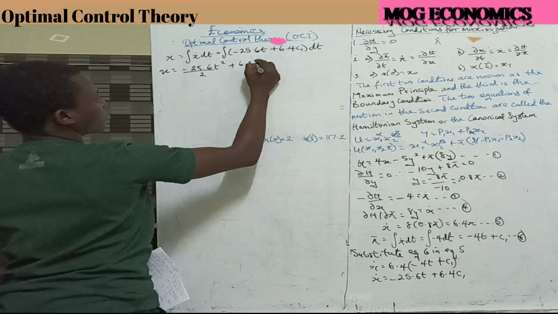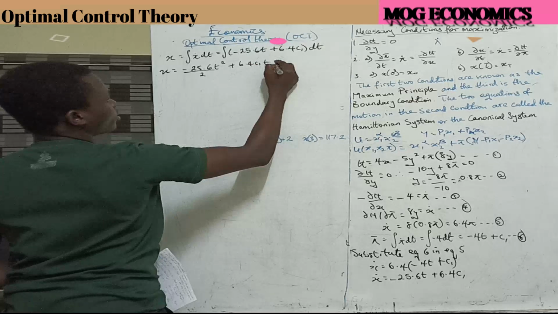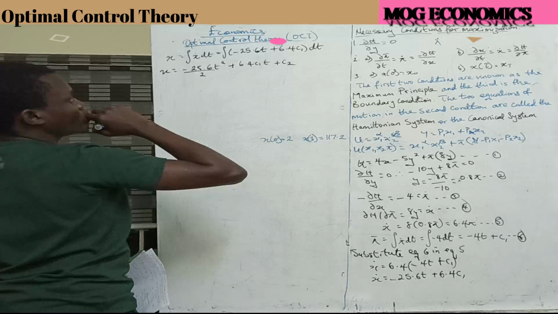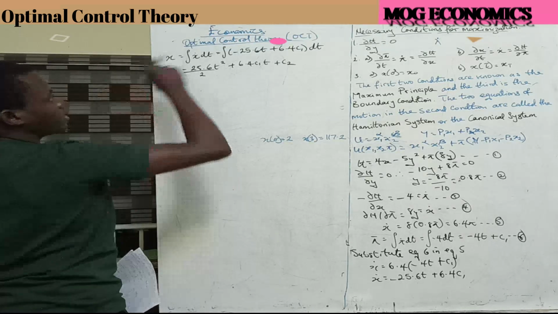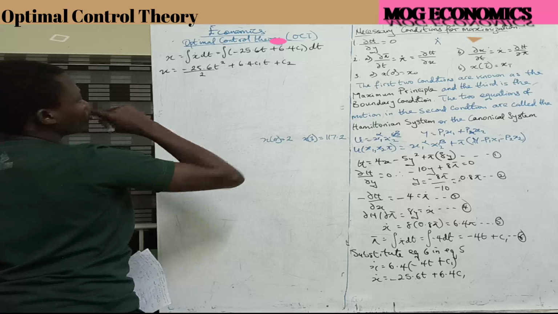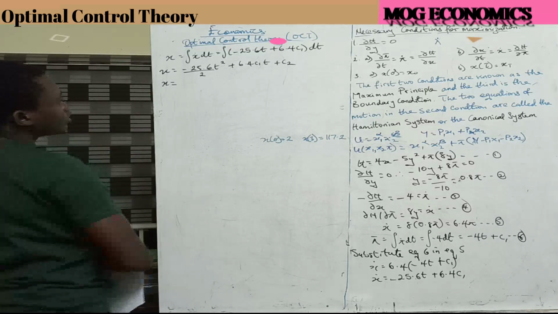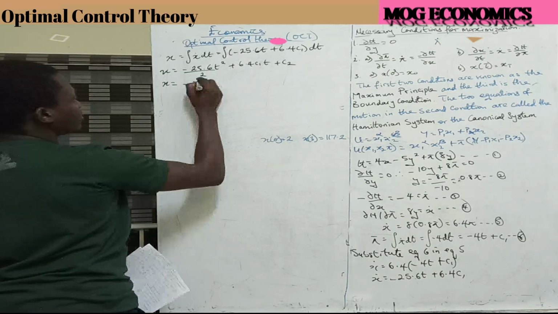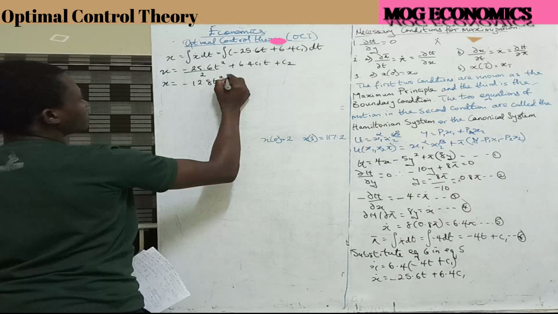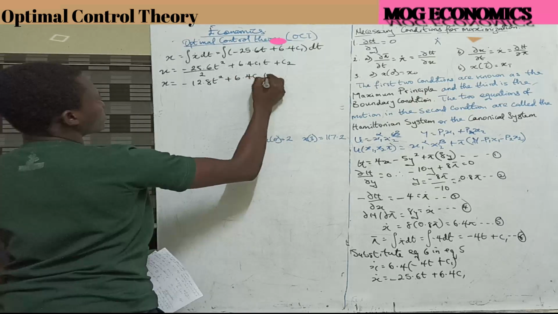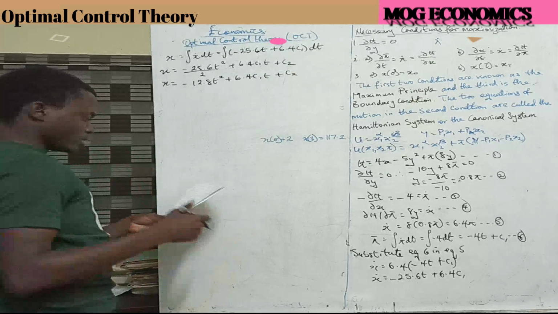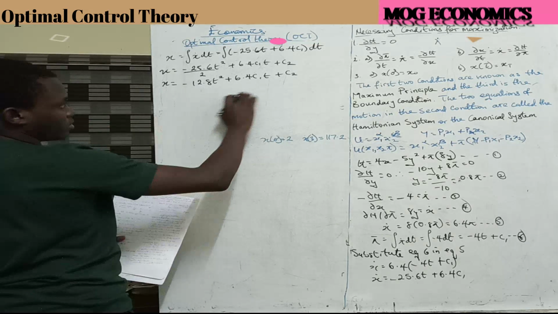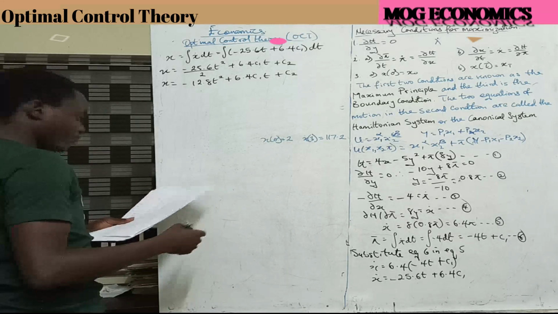plus 6.4 C1 t plus C2. Yes, since this is x3 plus 2. So x equals minus 12.8 t squared plus 6.4 C1 t plus C2. Now let me check, minus 12.8. Okay, so we are getting closer to getting our state variable.